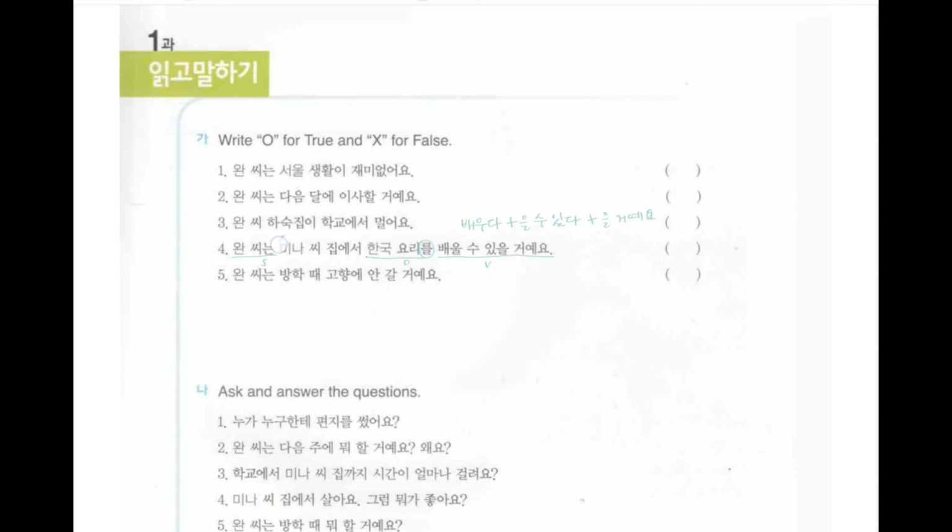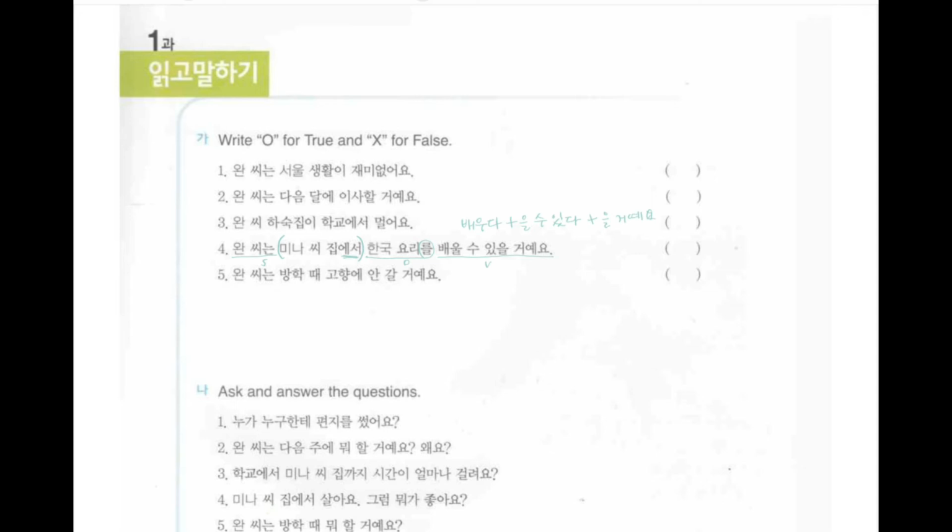So the rest of it is additional information. What is the essential structure? Will be able to learn Korean cuisine, Korean cooking. And what is additional information? At, location marker. At Mina's house. Okay? 자, number 5 갑시다.